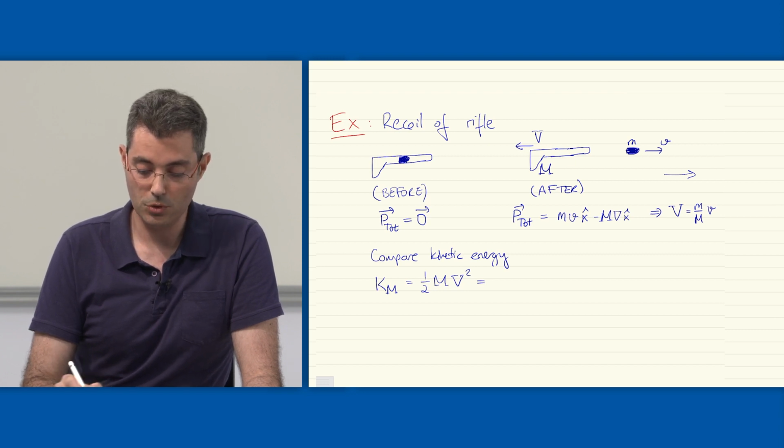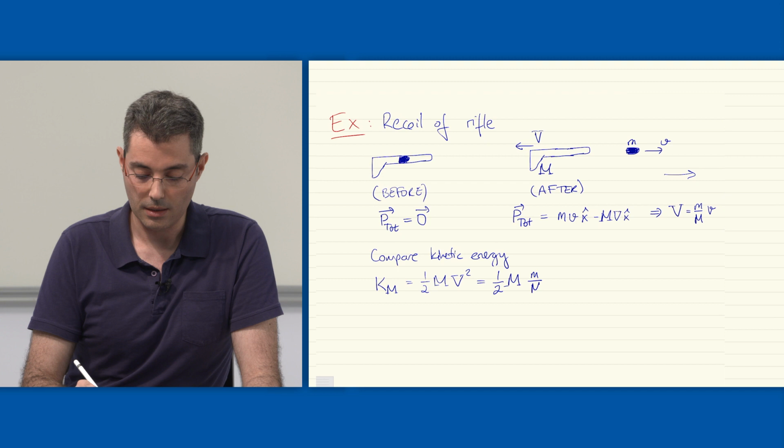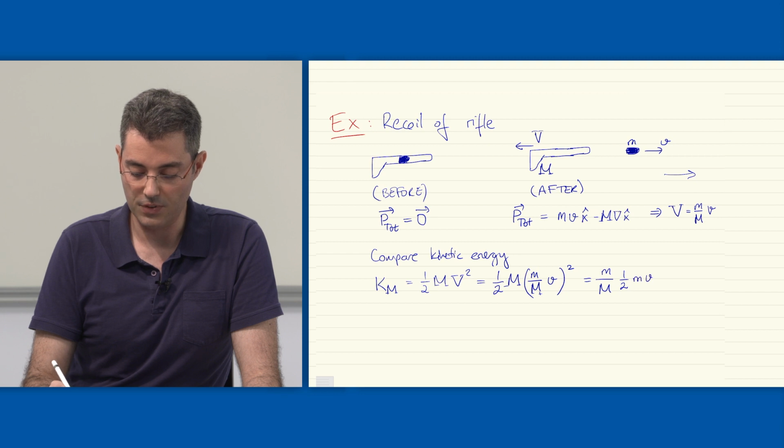So if I now substitute the result we obtained from the conservation of momentum, we see that this is going to be equal to 1/2 capital M, and for capital V, I write little m over capital M times v squared. So if you rewrite this, organize it in the following way. I am going to cancel one capital M factor, and then group 1/2 little m little v squared. So I'm left with little m over capital M times 1/2 little m v squared. So this is nothing but the kinetic energy of the bullet, right?